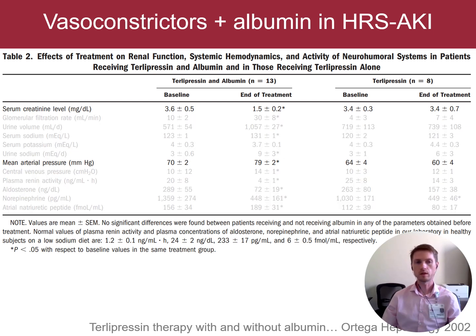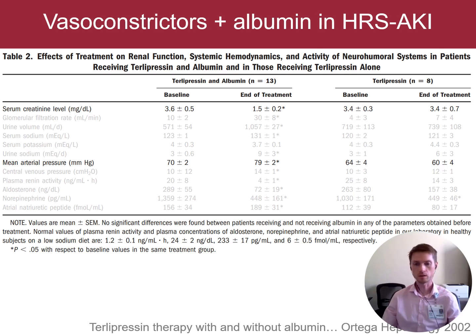One thing that I will point out, though, is that yes, the creatinine did improve in the arm that got albumin and terlipressin compared to the arm that got terlipressin alone. However, the increase in the mean arterial pressure was significant in the patients who got albumin and terlipressin, and the average mean arterial pressure actually decreased in the patients who got terlipressin without albumin. And so one can question whether the salient difference between these groups was the fact that they failed to increase the mean arterial pressure, rather than that one group got albumin and another group didn't.